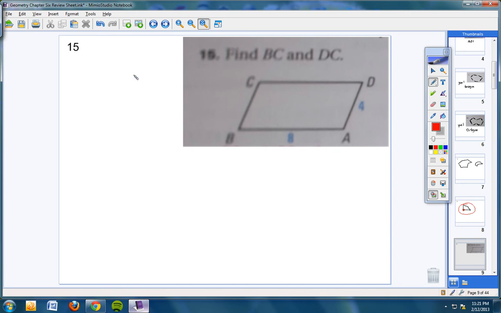Number 15 is a parallelogram. If you look at the directions, numbers 15, 16, and 17, it says they are parallelograms. So we know this is a parallelogram, and we're going to find, first of all, side BC. Well, guys, one of the characteristics of a parallelogram is opposite sides are congruent. So if DA is 4, then BC equals 4. There we go. And now they want us to find DC. Well, here's DC. And I know my numbers are blurry, but you've got your book to look at. DC, of course, is going to be congruent to this side right here. And as BA has a length of 8, so DC equals 8.